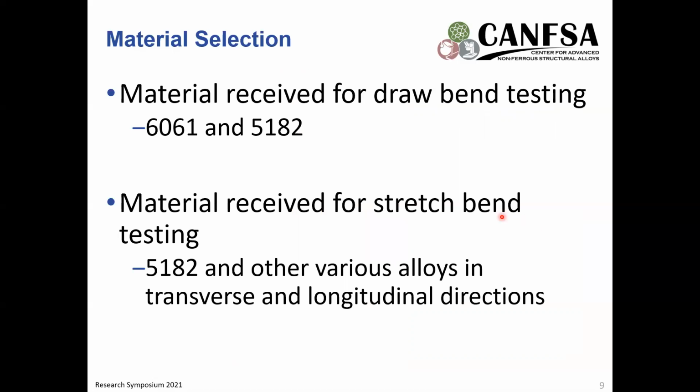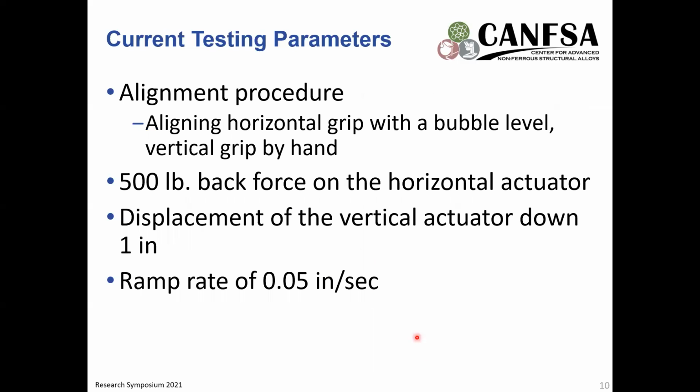The material we've mainly been looking into is 6061 and 5182 aluminum. That's what we've been doing for the draw bend testing. These have all been at some varying thicknesses, just to see what the material response is overall. We've also received some more material for stretch bend testing, which is mainly 5182 and some other various alloys, both in transverse and the longitudinal rolling directions, just to test and see if there's any different mechanical properties or differences in that springback or stretch bending for those alloys.